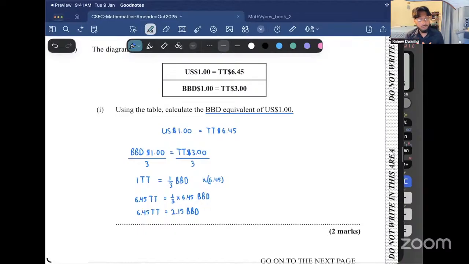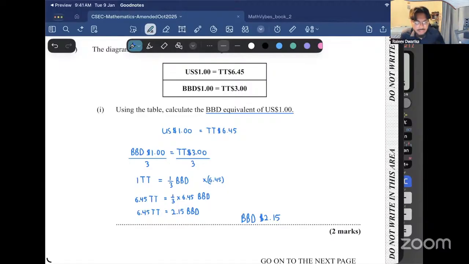Alright, so in other words, tell me, Neela, $2.50 BBD is equal to how much TT dollars? $6.45, sir. Right, and it just so happens that $6.45 TTD is the same thing as 1 US dollar. So we've just answered the question. So BBD $2.50 is actually equivalent to 1 US dollar. That is the answer. Right?